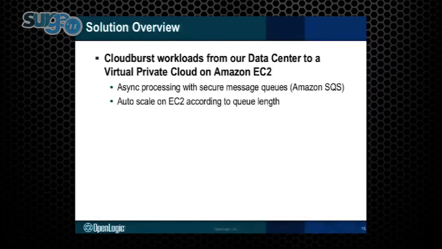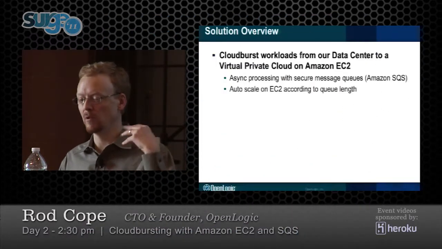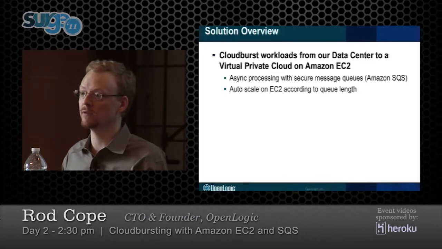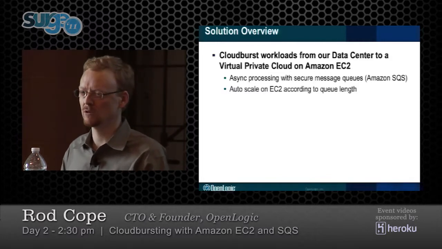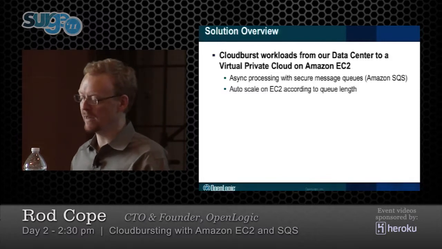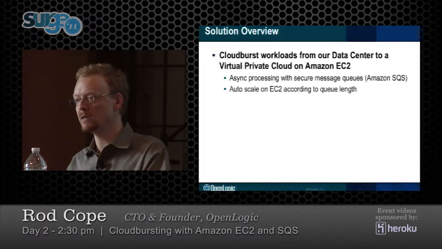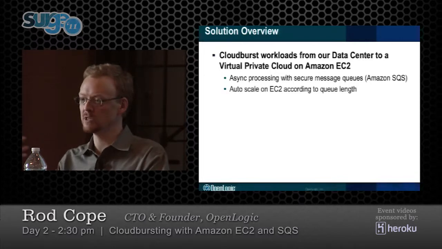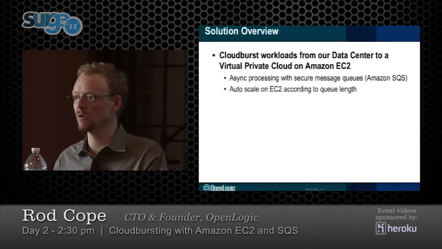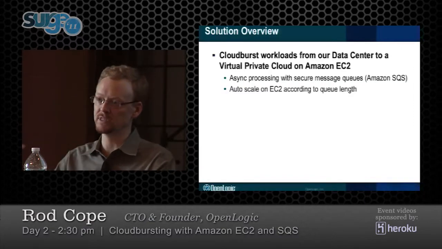So the general solution overview, the concept, is we're going to burst work from our data center out to virtual private cloud on EC2, although most of the things I'm talking about will work with other clouds, public and private, as long as you've got some kind of queuing mechanism similar to an SQS, for example. And the reason why is we're going to use queues. If you're just in here at the Rabbit talk, you kind of get how that works, right? Queues are a really good way to buffer multiple systems so they can scale independently.